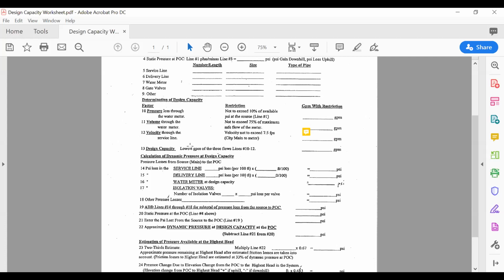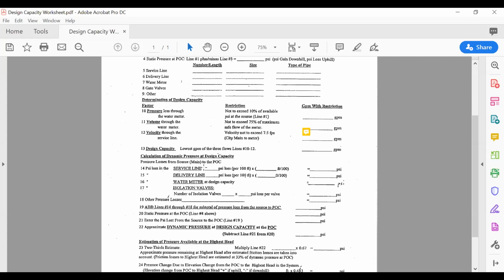So our design capacity is our lowest of the three. So what number would that be? 10 gallons per minute. So that's going to be our number we're going to base everything on. So now we have to do basically our pressure loss through each of these.